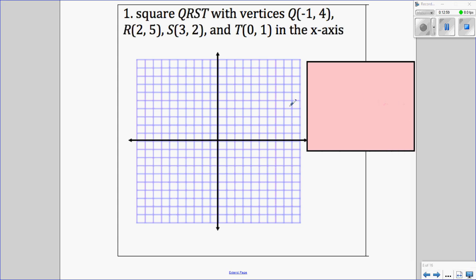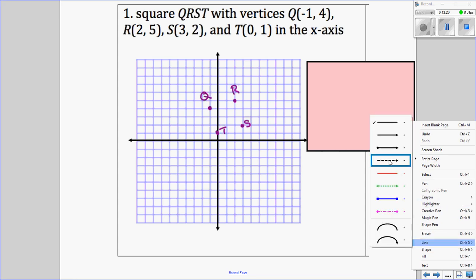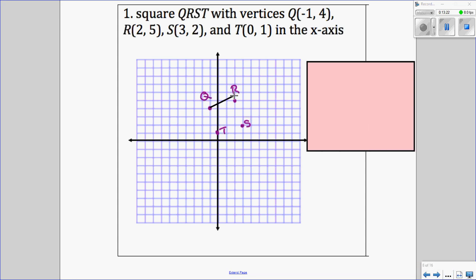We use purple, I guess. So that'll be 1, -1, 4 as my Q, and R is 2, 5. My S is 3, 2, and my T is 0, 1. And I'm going to draw the lines for this. Alright, so I got my shape.